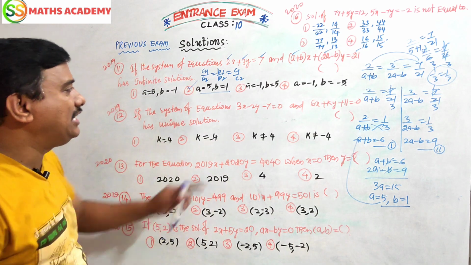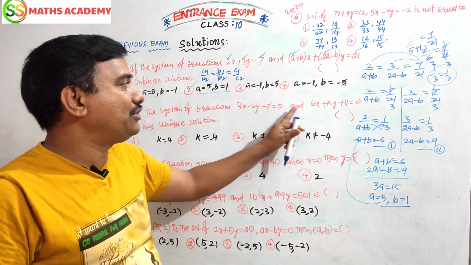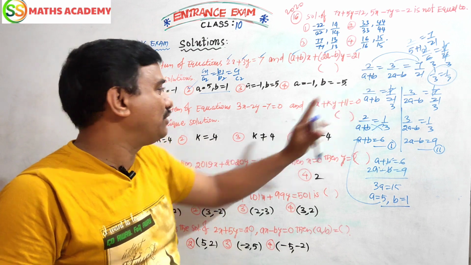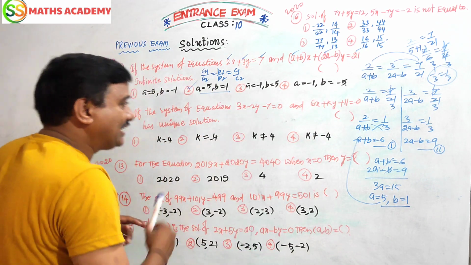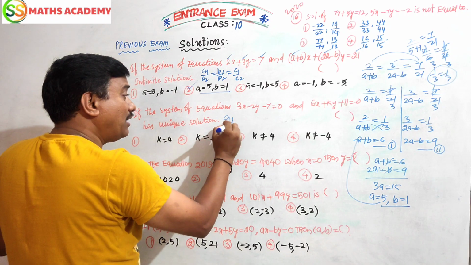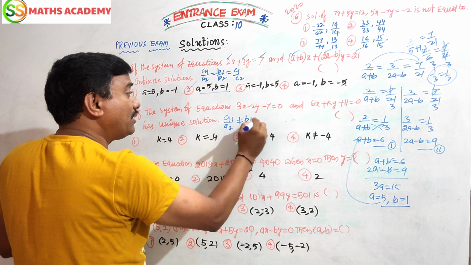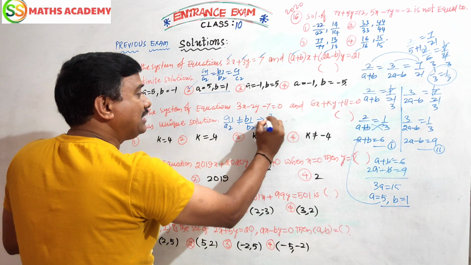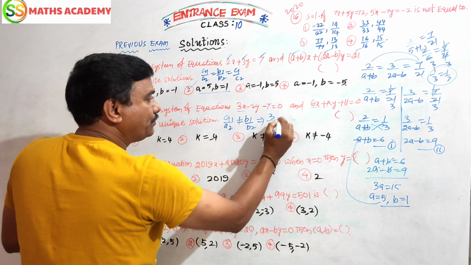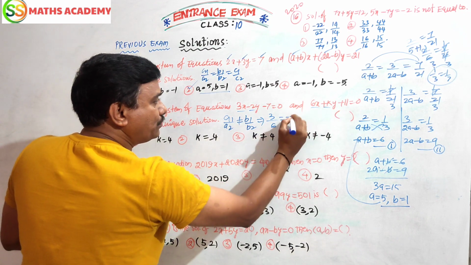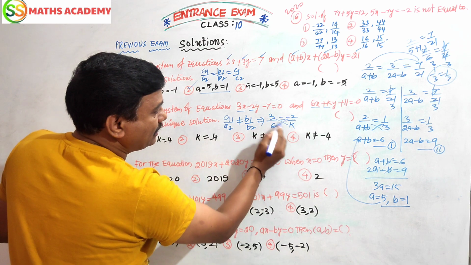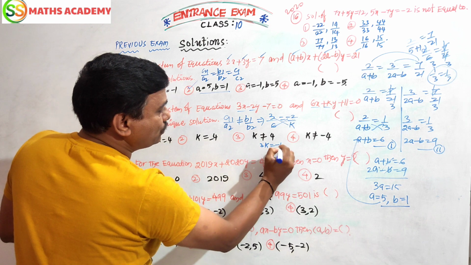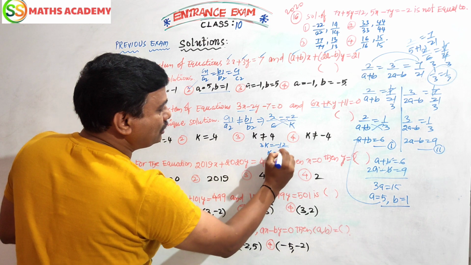If the solutions of the equation 3x minus 2y minus 7 equals 0 and 6x plus ky plus 11 equals 0 have a unique solution, that means the lines are intersecting. That means a1 by a2 is not equal to b1 by b2. That implies 3 by 6 is not equal to minus 2 by k. Cross multiplication: 3k is not equal to minus 12, so k is not equal to minus 12 by 3.